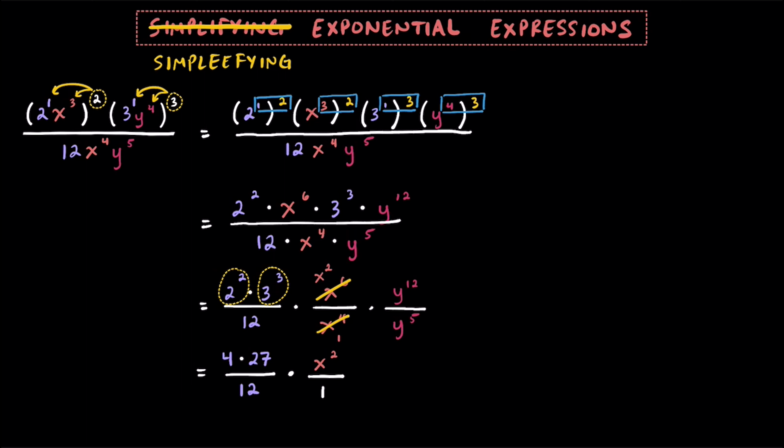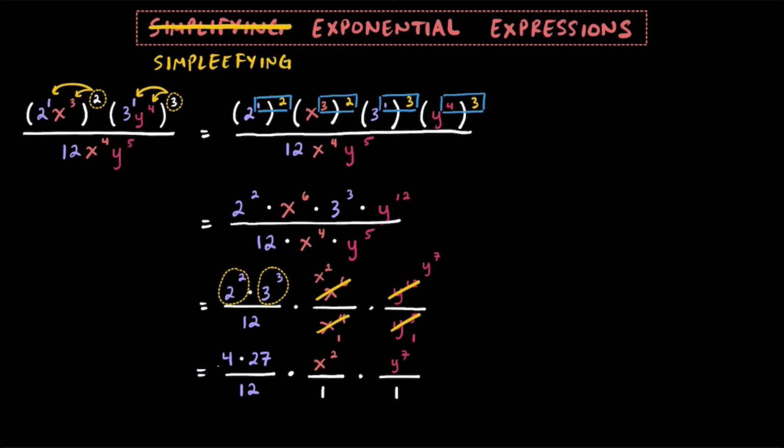And then finally, what do we have here? Finally, if we take a look at the y's, it looks like the top has more than the bottom. They both do have 5 y's multiplied together though, so the bottom loses all of them, but the top loses 5, so it still has 7 of them. So we still have y to the 7th power. So we're going to write y to the 7th power, and we're going to write a 1 on the bottom here. Now for our final steps here, let's go ahead and simplify our coefficients.